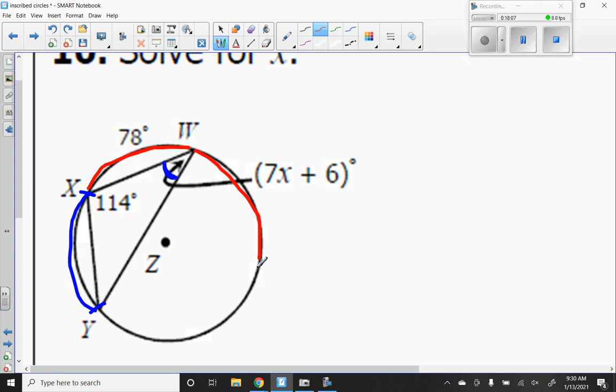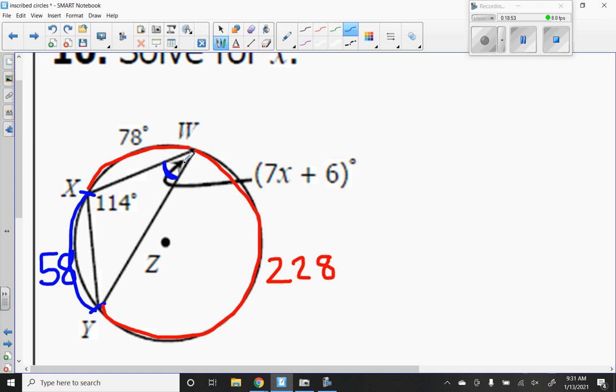We can find this because that big red arc does go with 114. So that angle is inscribed. That means to find this red arc, we have to double 114. So this one out here is 228. Now, if I take 360, subtract 228, subtract 78, I now have that blue arc that we need is 58.